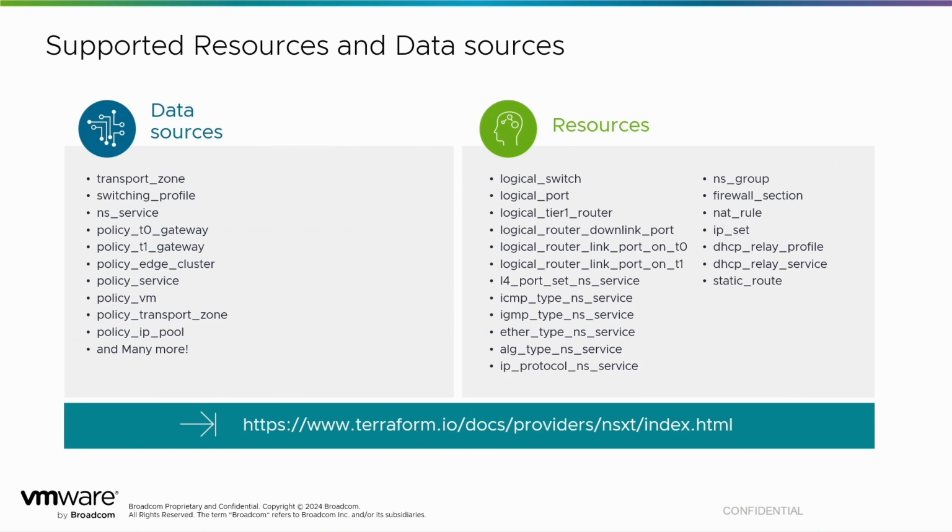This is showing a list of supported resources and data sources. In data sources, you can see that we have transport zone, switching profiles, policy tier 0, tier 1 gateways, services, and many, many more. Resources, we're talking about logical switches, we're talking about groups, we're talking about router links, ALG types, and IP protocol. So many, many different types. All of them are documented under terraform.io. You can go under the provider and look up the NSXT provider, which has all the documentation listed to see all the different data sources and resources that you can create.